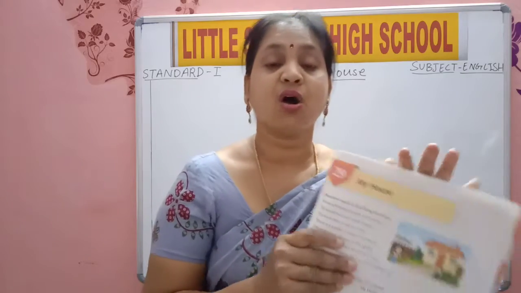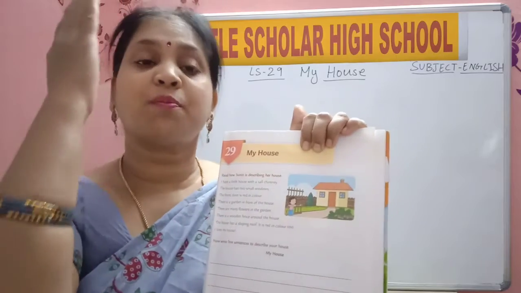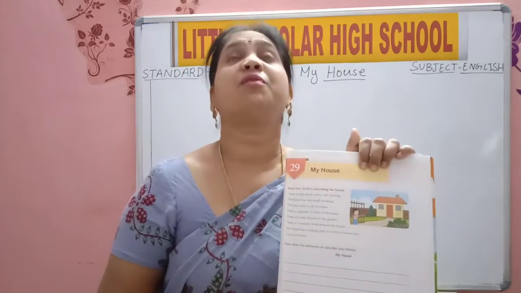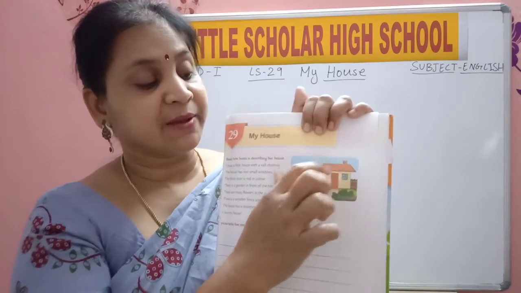The house has a sloping roof. It is red in color too. This is the roof. Roof means top of the house. How is the top of your house? See and say. It is flat. Yes, it is flat. But she is saying that our house is sloping.